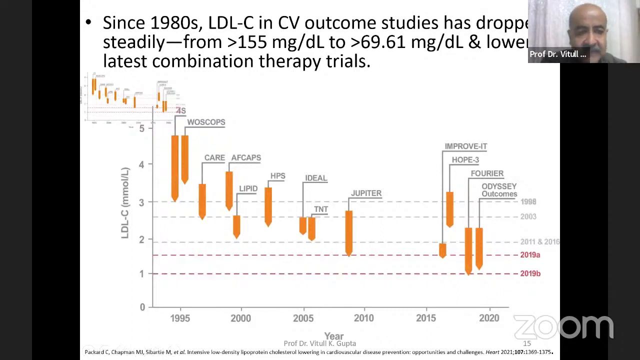If we talk about the new targets, since the 1980s, the LDL-C in CV outcome studies has dropped steadily from more than 150 milligram per deciliter to about 70 milligram per deciliter and lower in the latest combination trials, especially in the Indian setup. This slide beautifully depicts the lowering of the lipid targets, especially LDL-C, since the 1980s, and various trials have been done proposing the lowering of LDL-C levels. That is why we are discussing lipid management and the new targets. What we are considering in 2023, we were not considering in the 1980s. The evidence suggests lowering of LDL-C is translating into mortality and morbidity benefits with regard to cardiovascular diseases.